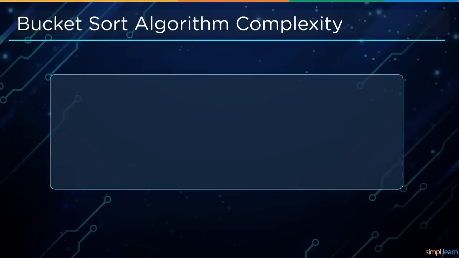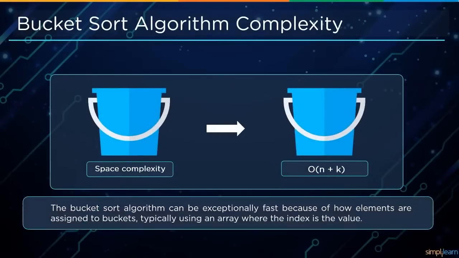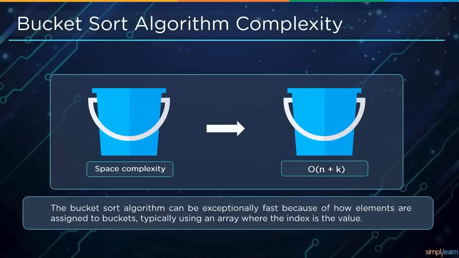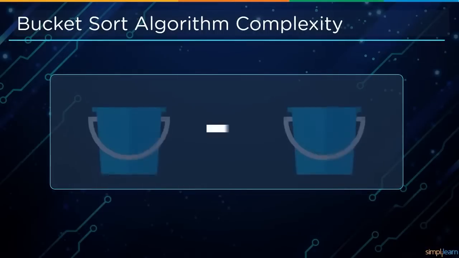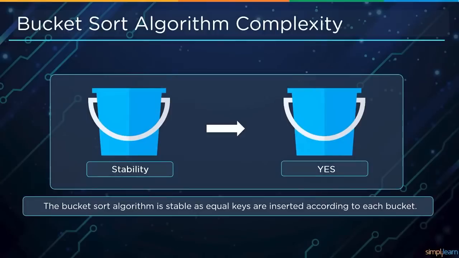Next, we will see the space complexity. The space complexity of the bucket sort algorithm is O of n plus k. Lastly, we have stability. Talking about stability, yes, the bucket sort algorithm is stable.